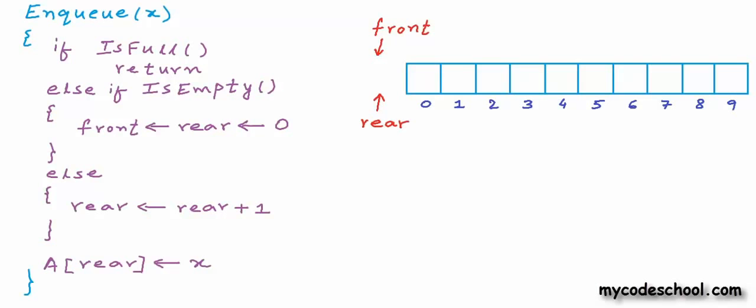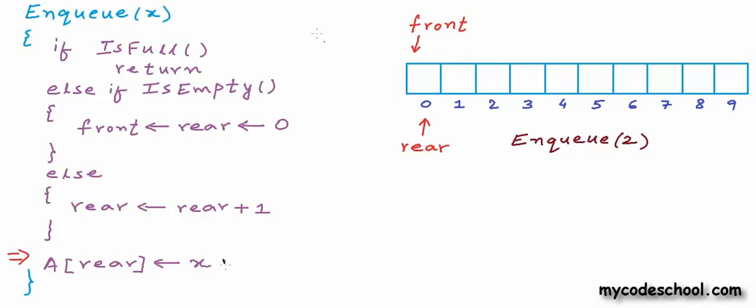In the example array that I'm showing here, let's enqueue some integers. I'll make calls to the enqueue function and show you the simulation in the figure here. Let's say first I want to insert number 2 in the queue. I'm making a call to the enqueue function passing number 2 as argument. The queue is empty, so we will set both front and rear as 0. Now we will come to this statement. We will write value 2 at index 0. So this is my queue after one enqueue operation.